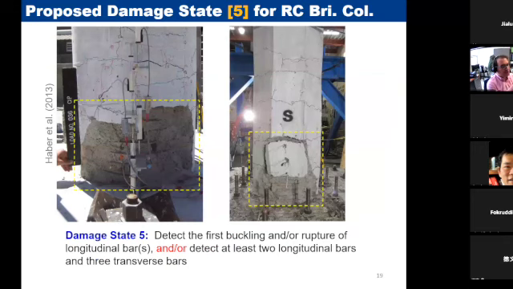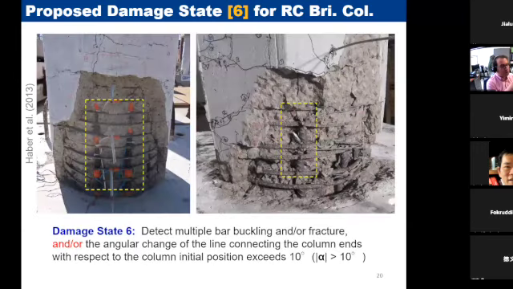So spalling plus exposed bars. At damage state 5, you may see 1 bar buckled, you may see 1 bar ruptured, or you may see 2 longitudinal bars and 3 transverse bars exposed. So that would be your damage state 5, and 6 is where you see multiple buckling, multiple bar fracture, as in the slide. For example, at damage state 6, the one that you see, you definitely need to close the bridge to everyone. So that's our programmable damage state definition that a computer can understand.